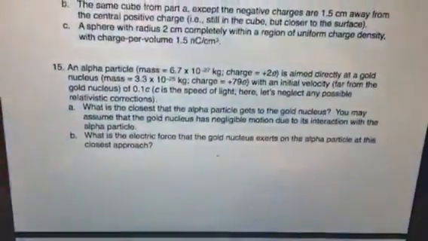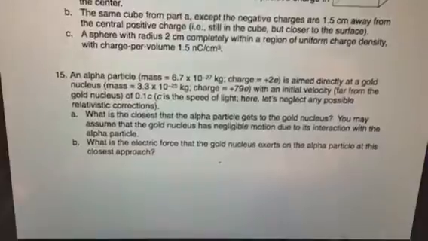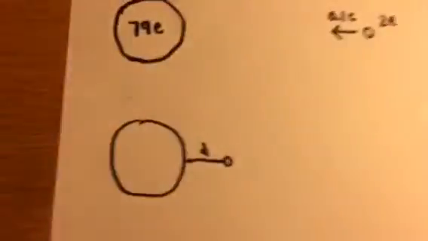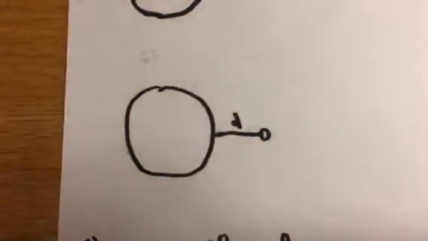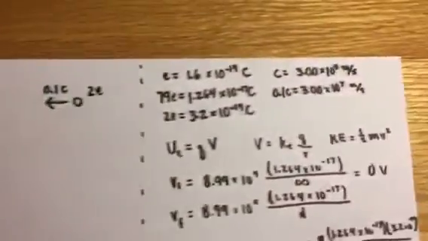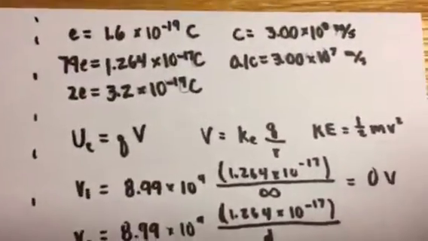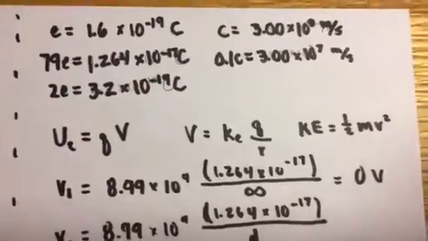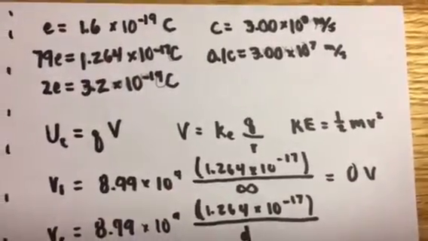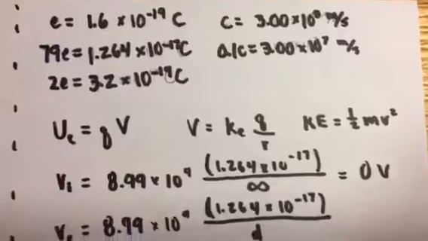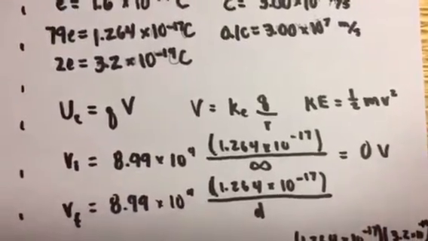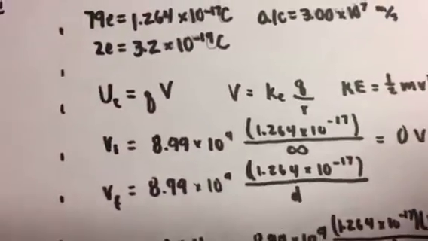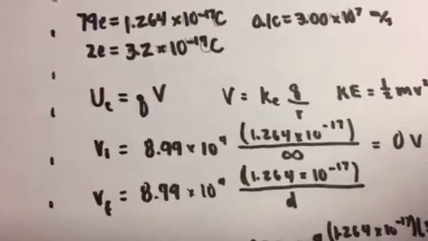Question A asks, what is the closest that the alpha particle gets to the gold nucleus, which is depicted by this diagram. To find that, we need to find the initial potential energy as well as the final potential energy, and then we need to find the kinetic energy for both initial and final. So to find the potential energy, we first need to find voltage.